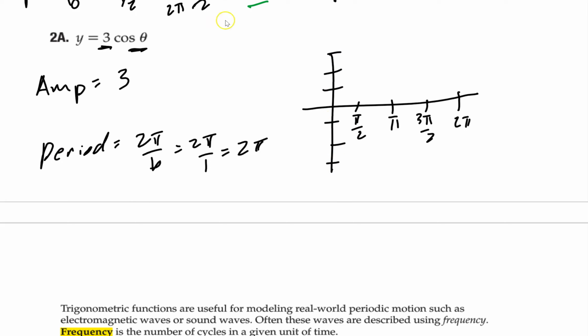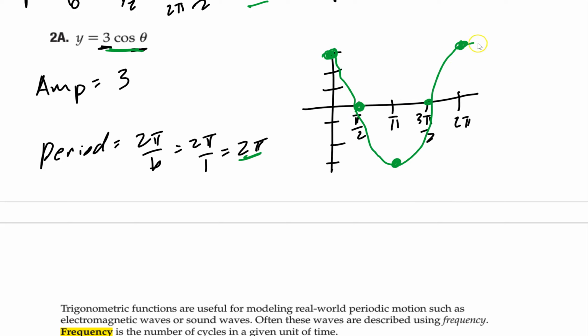Again, we're doing a cosine graph. Cosine starts on top. Since I start there, I have to end in the same spot where my period ends. So I'm ending right there. Halfway in between is my lowest, which in this case, halfway between those two is pi. Halfway up to 2 pi is 1 pi. And then in between these two is right across. In between these two is right across. And that is my graph.